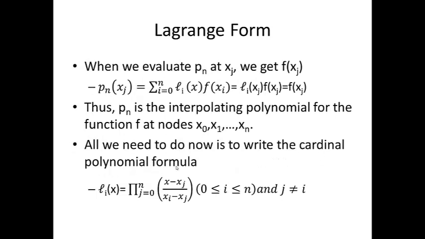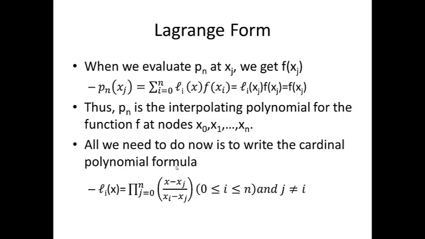When we evaluate Pn at x sub j, we get f of x sub j. Because again, we're making it model the function precisely at those points. So Pn of xj is equal to the sum from i equals 0 to n of L sub i of xj times f of x sub i, which is equal to f of x sub j at the end. So Pn is the interpolating polynomial for the function at nodes x0, x1, through xn.